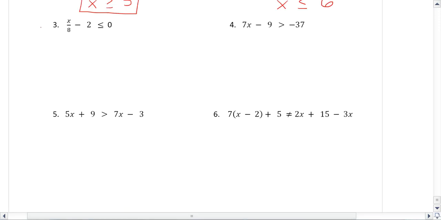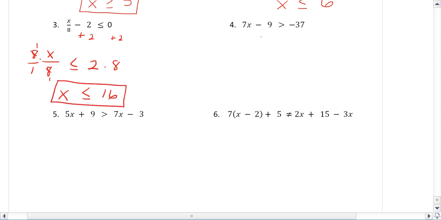All right, moving on to example 3. Again, we start by adding a 2 to both sides. So I get x divided by 8 is less than or equal to 2. The opposite of dividing by 8 is multiplying by 8. And I'm just going to put it over 1 to help me realize the fraction that it's in the numerator. 8 divided by 8 is 1, so I have x is less than or equal to 16.